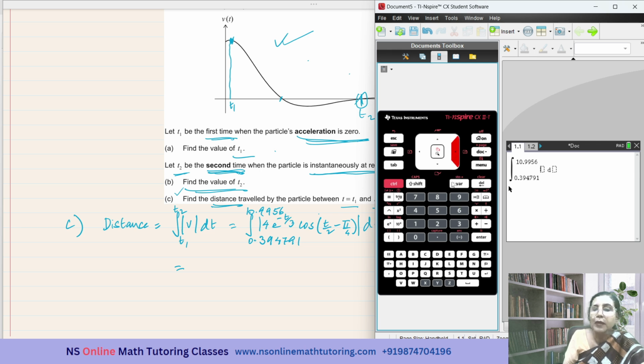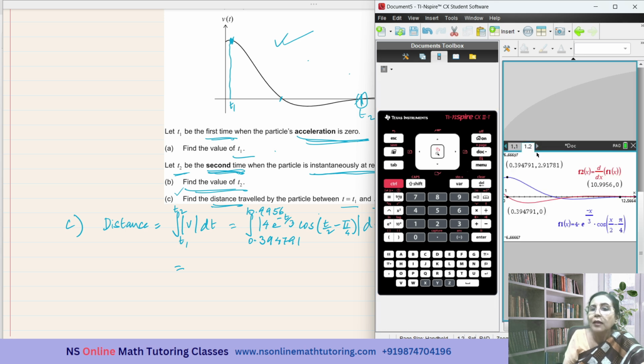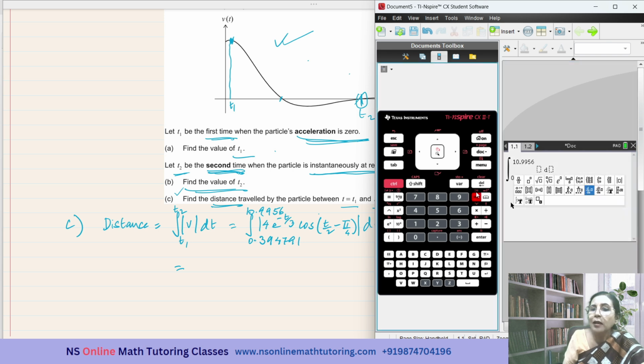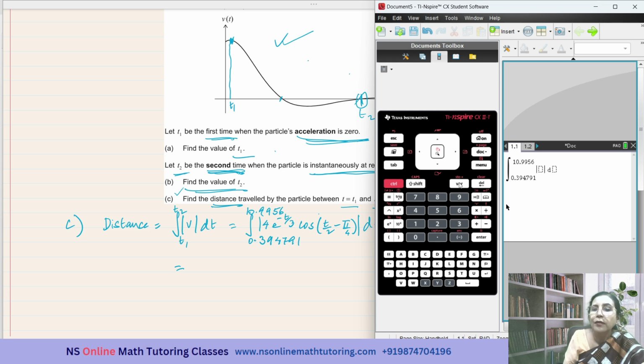Okay, and this is the expression. You see, the velocity expression is stored in f1 of x. So I can use the f1 of x. So I can write absolute value of f1 of x. F2 is the acceleration. Don't take the acceleration. It is the velocity. And this one is x. And let us find the answer.